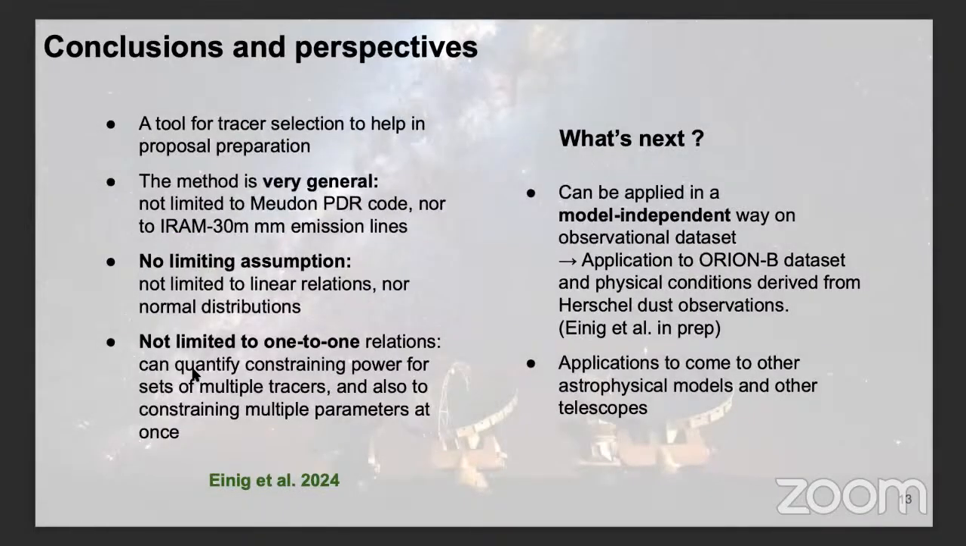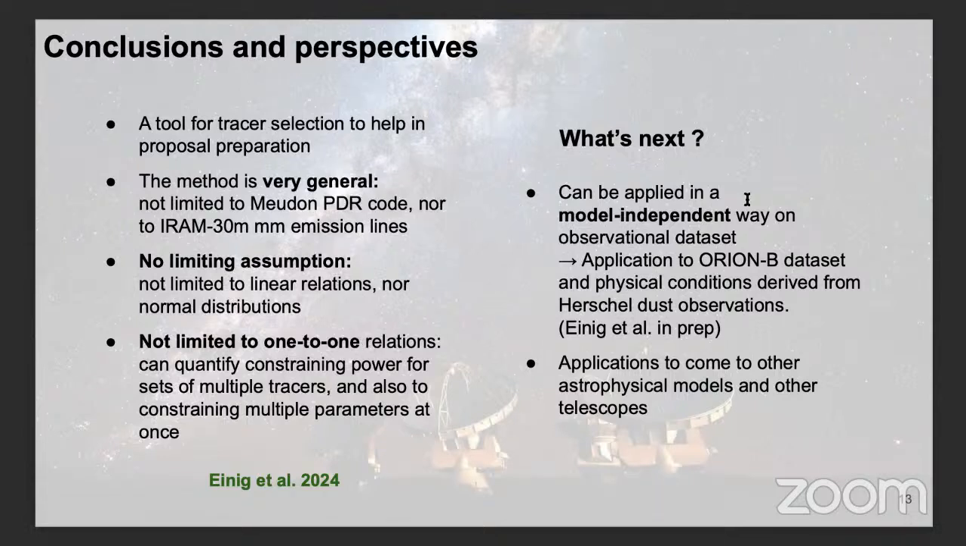So I'm going to conclude. What I want to emphasize is that the method we developed is very general. It can be applied to any astrophysical models, any tracers, not necessarily line emission. It could be a continuum, dust continuum bands, and any telescopes, as long as you know the corresponding noise model. There was no limiting assumption, contrary to previous approaches.